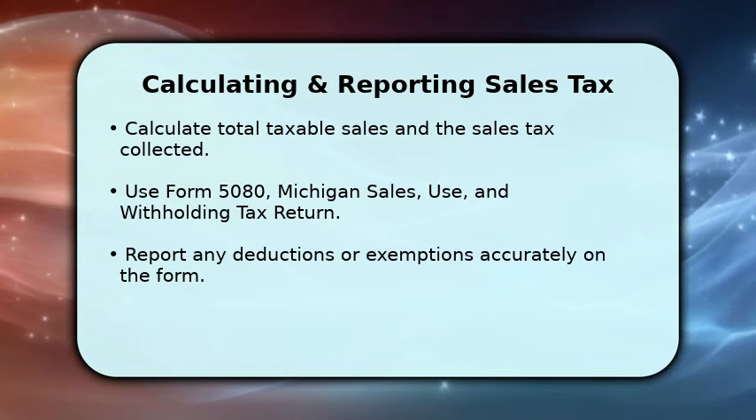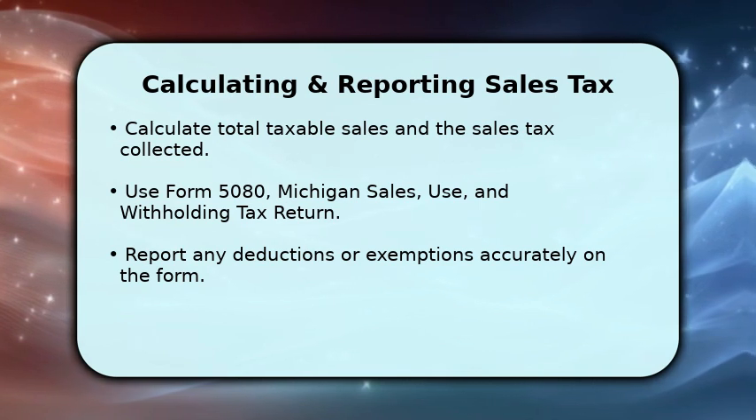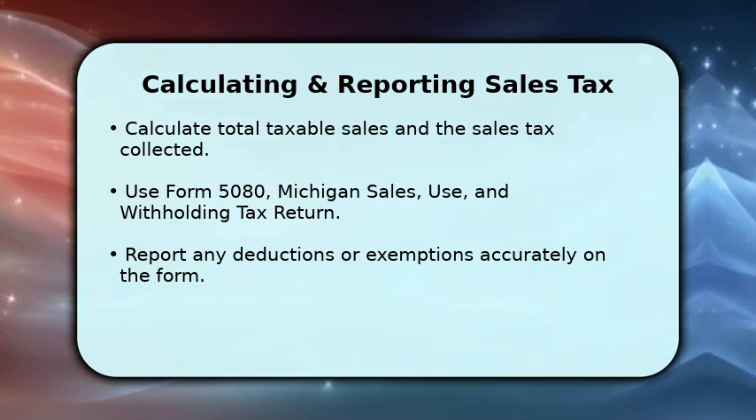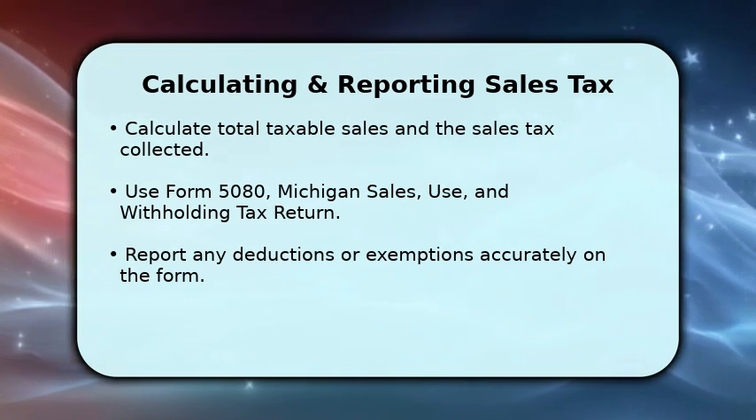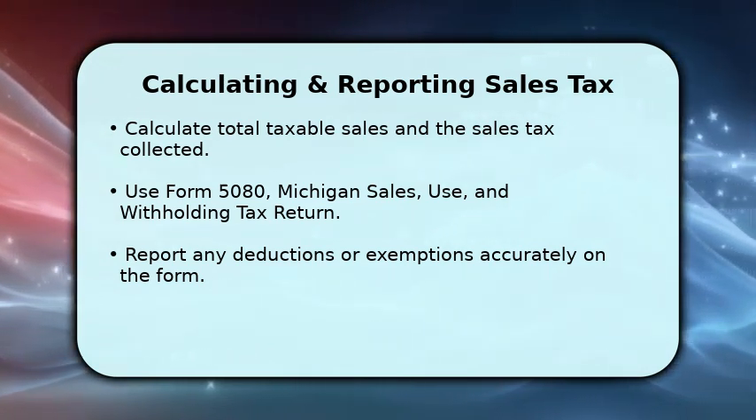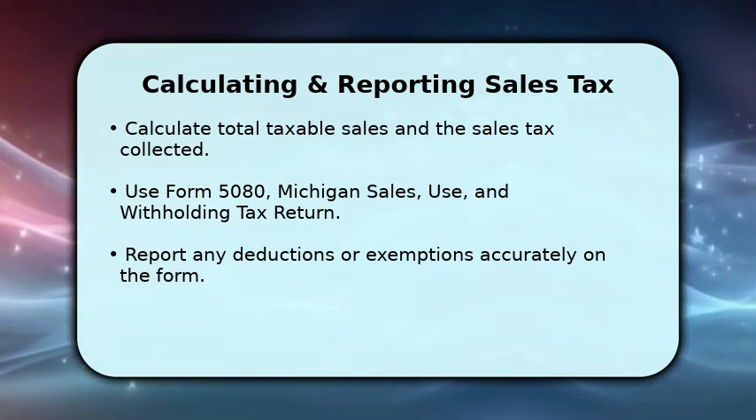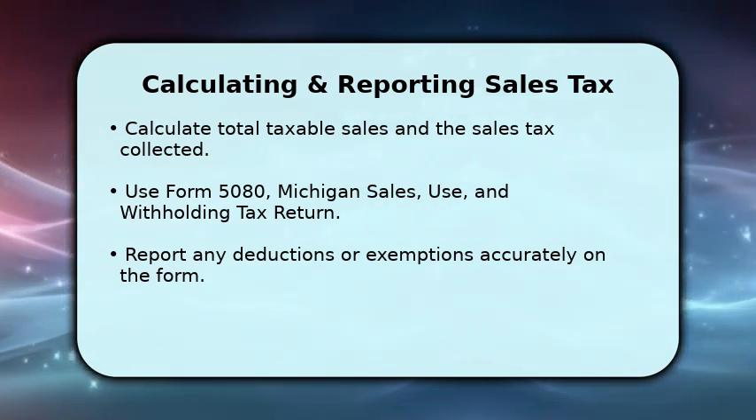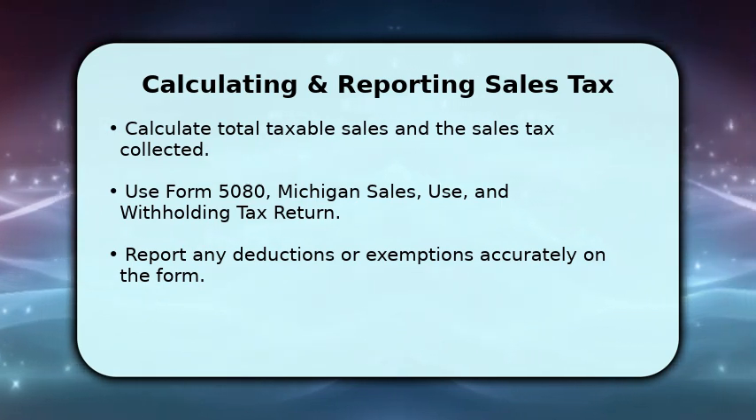Once registered, your next step is to accurately calculate your total taxable sales and the corresponding sales tax you've collected. You will then use Form 5080, the Michigan Sales, Use, and Withholding Tax Return, to report these figures. Be sure to meticulously report any applicable deductions or exemptions directly on this form to ensure compliance.